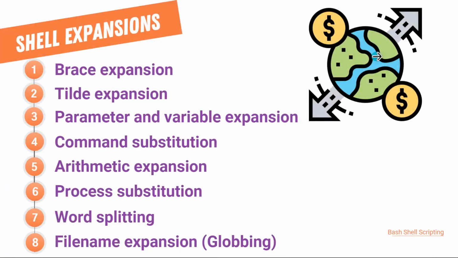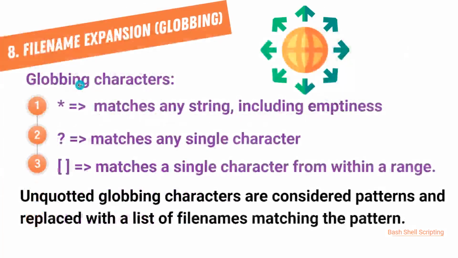Hi, and welcome back. In this lecture, we'll dive into the final stage of expansion processing, which is file name expansion or globbing. It is performed after word splitting. There are three characters that perform globbing: star or asterisk, question mark, and the square brackets. If one of these characters appears and is not quoted, then it is considered a pattern and replaced with a list of file names matching the pattern.